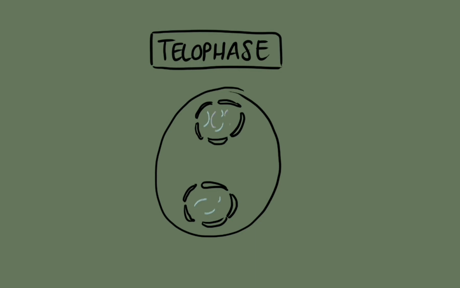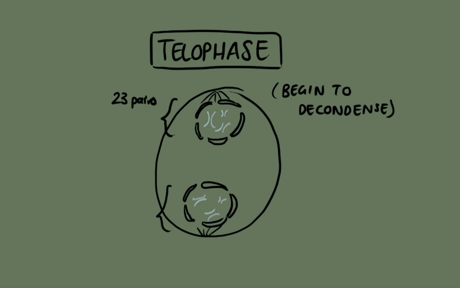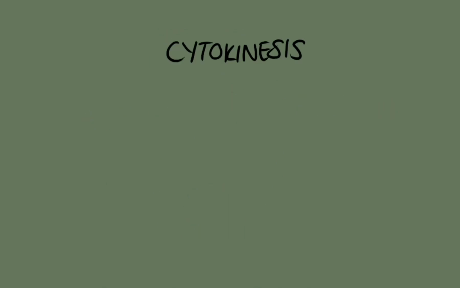the poles of the cell. And basically they're starting to look a lot like the nucleus we saw at the start, so like a normal cell. And the chromosomes also begin to decondense. So yeah, back to 23 pairs and 46 chromosomes at each pole.